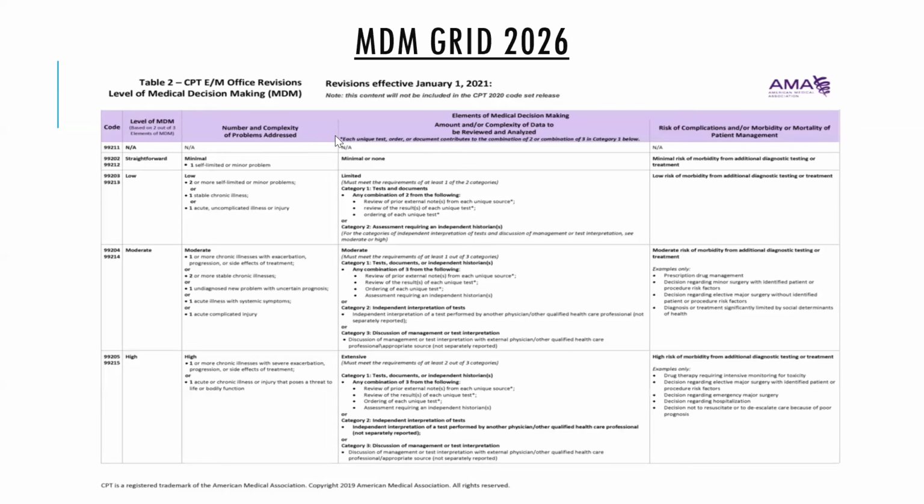Nowadays, when you go for any interview, they will ask you this question: what do you mean by problem point? Nowadays, people don't use the term problem point; they use the term COPA, that is complexity of problem addressed. Can you see this? Here they have the number and complexity of problem addressed. So I'm trying to simplify this concept of COPA. But remember, with the calculation of problem point, that is COPA, data point, and risk, we will get the appropriate CPT code, right?